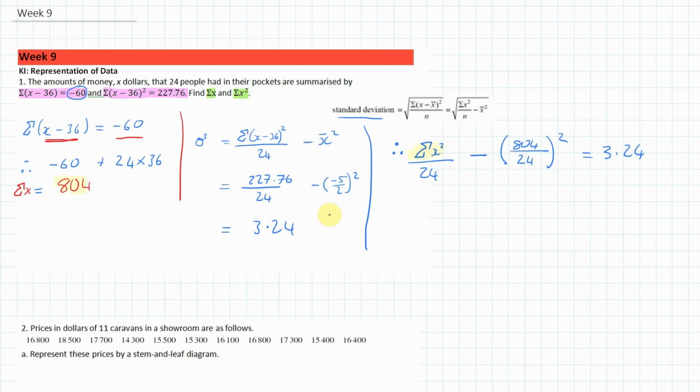So what do we do here? 3.24 plus 804 over 24 squared, and then times that by 24. So I'm getting 27,011.76 would be my answer there. Hopefully that makes sense.